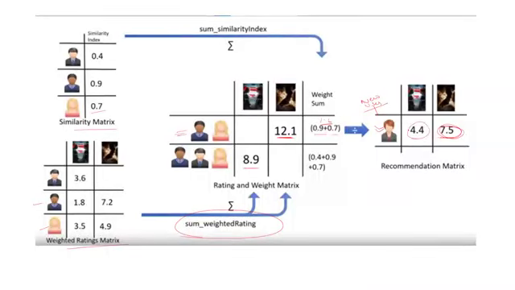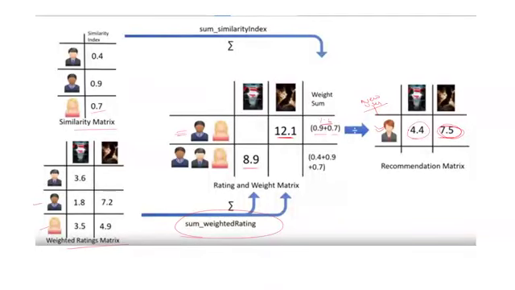Now, ultimately, we are getting the score for all the movies. Then we can sort the scores and see where the score is highest. So those particular items will be recommended to this particular user.